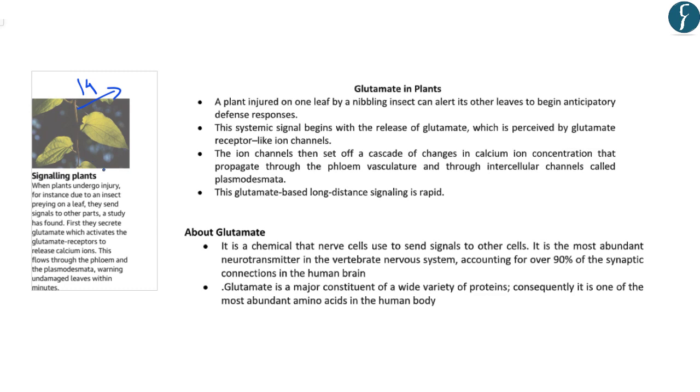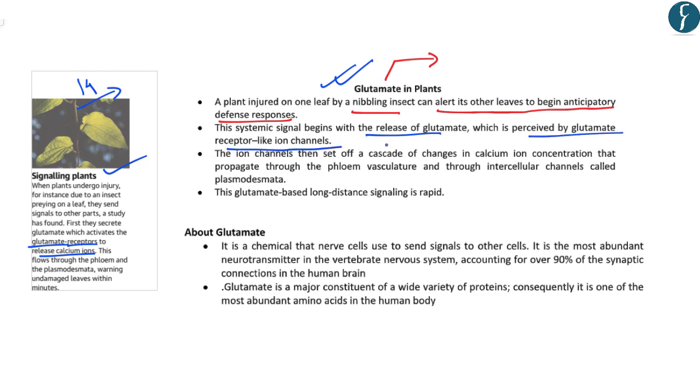It talks about signaling plants, where it mentions glutamate receptors releasing calcium ions. So let's learn about this glutamate in plants. It says when a plant is injured on one leaf by a nibbling insect, then that plant can alert its other leaves to begin anticipatory defense responses. This systemic signal begins with the release of glutamate, which is perceived by glutamate receptor-like ion channels, where the ion channels then set off a cascade of changes in calcium ion concentration that propagate through the phloem vasculature and through intercellular channels called plasmodesmata.